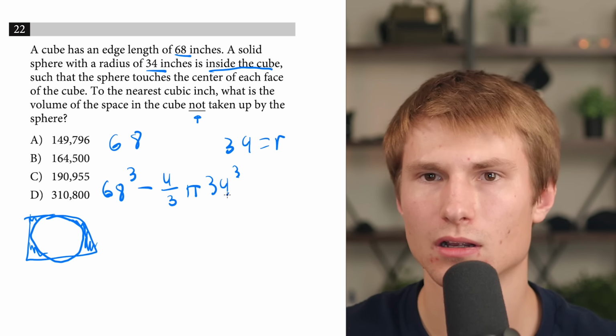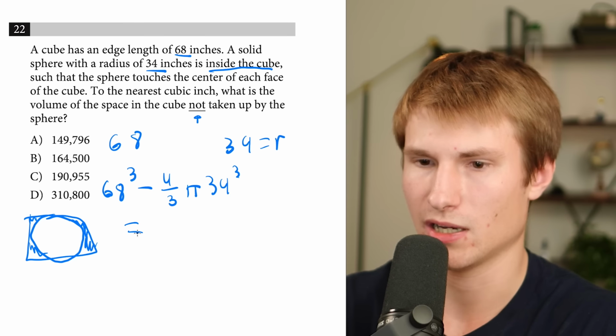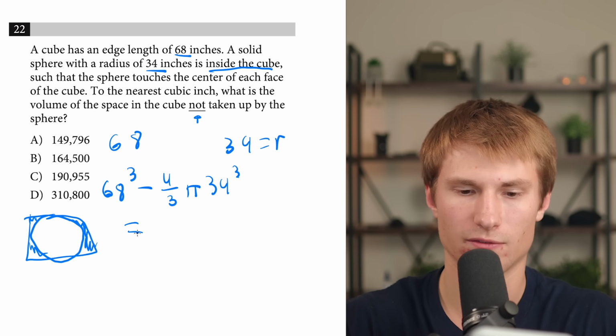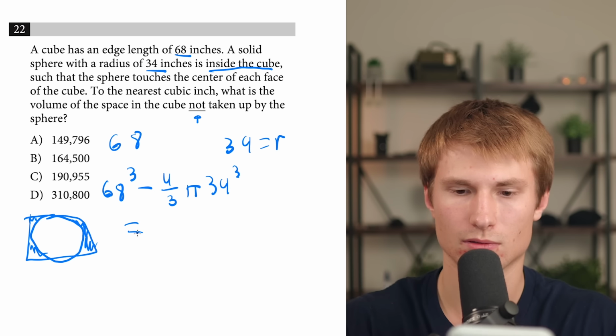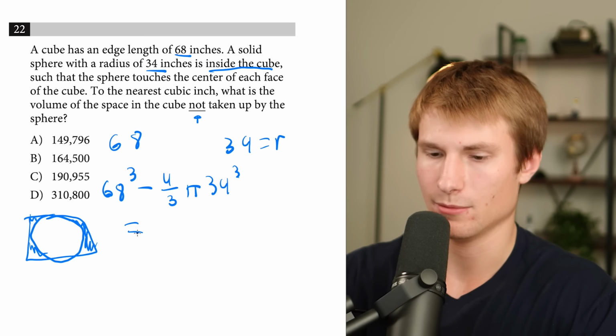Now from here, we can go ahead and put this in our calculator. Let's see what that comes out to. 68 cubed minus 4/3 times pi times 34 cubed.